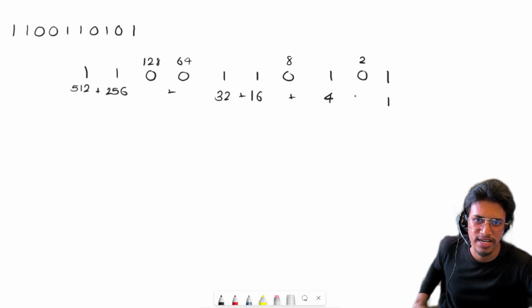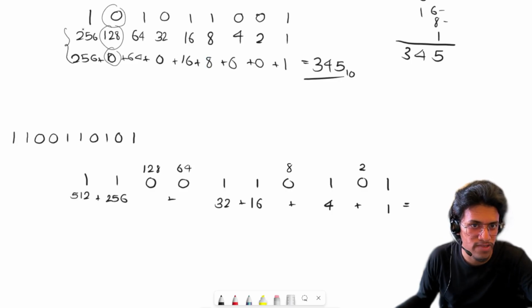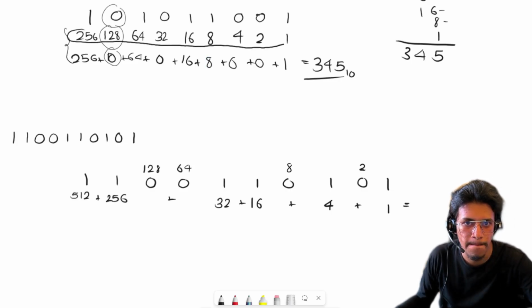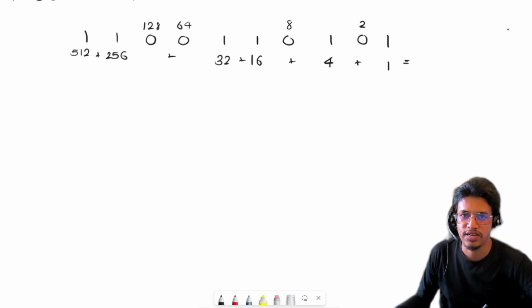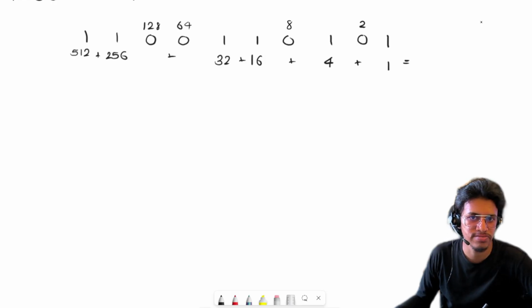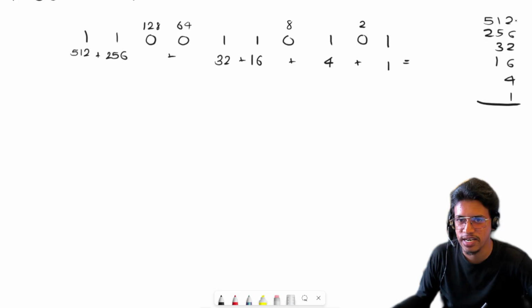So the only thing different we have done is we have written all of these numbers, but when it's a 0, we just wrote it on top so that it doesn't come into play, right? 512 plus 256 plus 32 plus 16 plus 4 plus 1, right? Here we get 10, 6 plus 4 we get 10, and we have 1, we get 21.